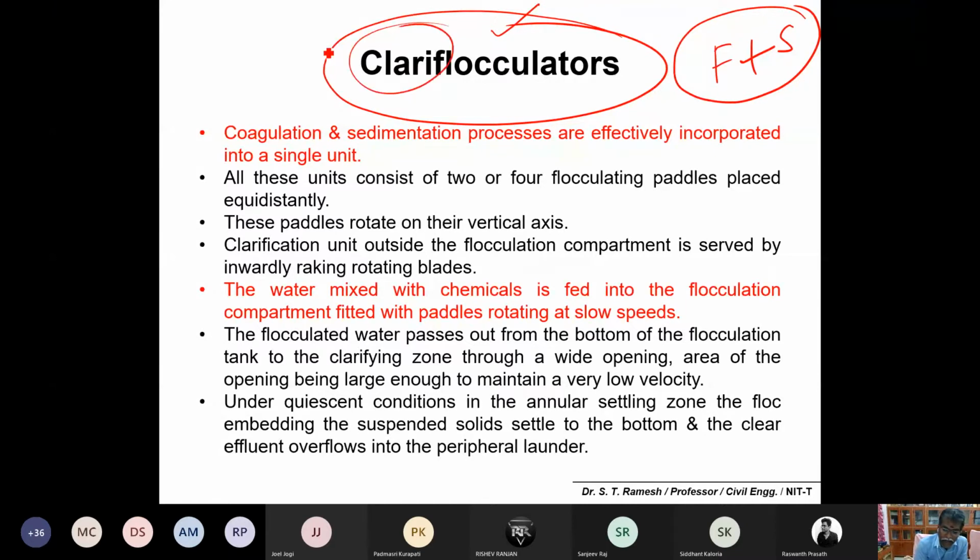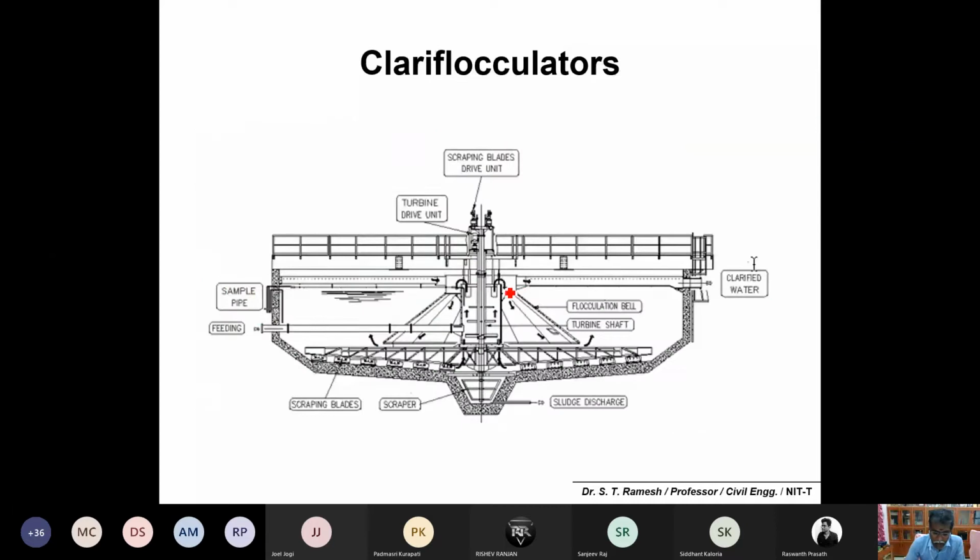Clarification you are already familiar with; that's sedimentation. The flocculator is for the flocculation arrangements. In a clariflocculator, coagulation and sedimentation processes are effectively incorporated in a single tank. For the flocculator, you need rapid mixing and also slow mixing, which you have to incorporate in the clarifier. That's all. Now you can see the clariflocculator, where you can see the turbine shaft here.